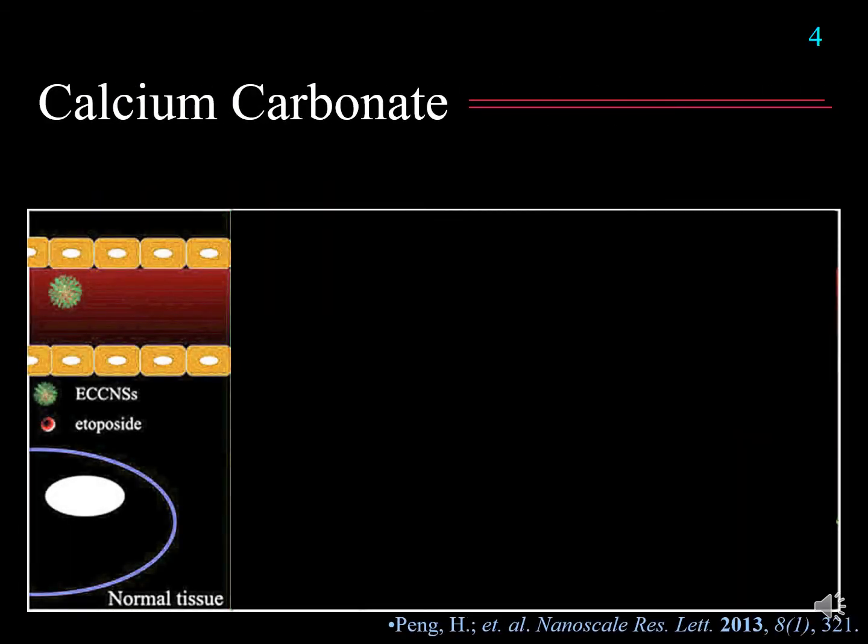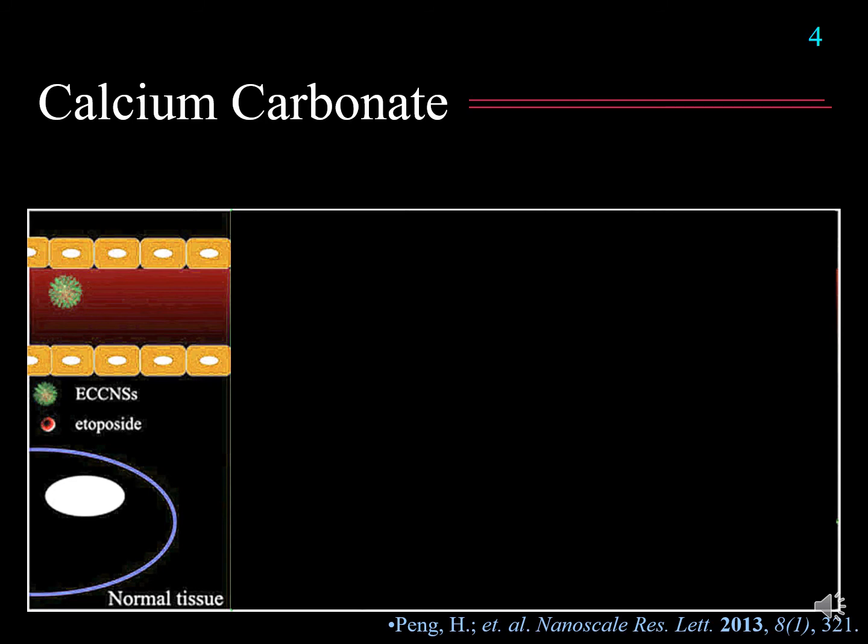Another very famous example is calcium carbonate. In this case, they want to treat the cancer cells with etoposide, which is a non-polar drug, so its solubility in water is not very good, and we want the selectivity to treat the cancer cells only. First of all, the etoposide can be co-precipitated with the calcium carbonate: mix all of the components together, precipitate them out as nanoparticles, and then inject into the blood vessel.